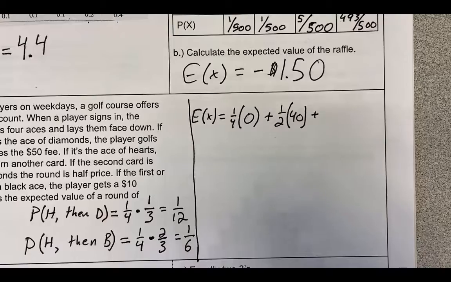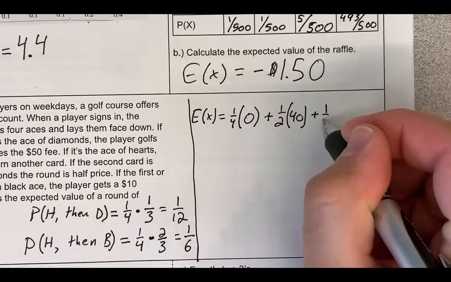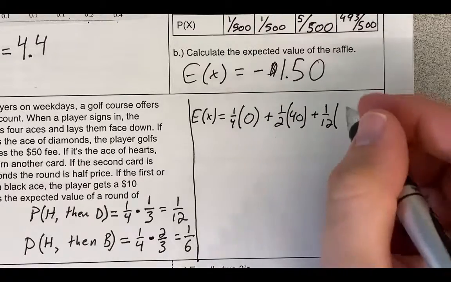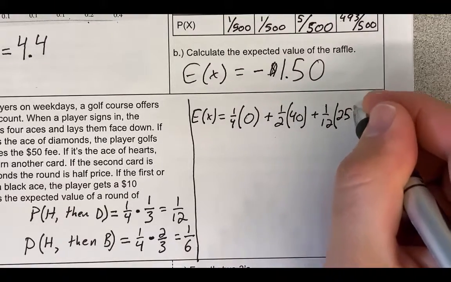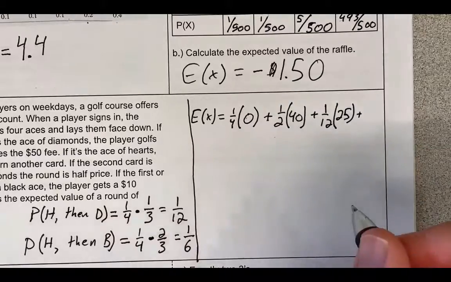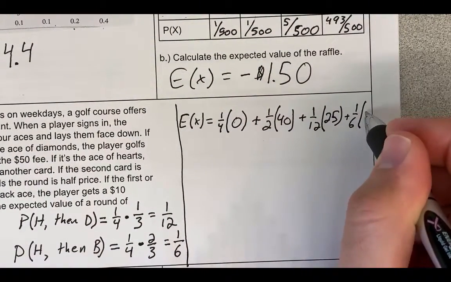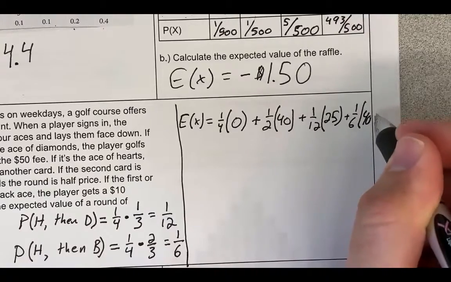If you get a heart and then a diamond, that's going to be a probability of 1/12. And then the amount of money that you spend then is going to be half price. So that's $25. And then last, you're going to take 1/6 times, for that one it's going to be $40. I ran out of space, sorry.